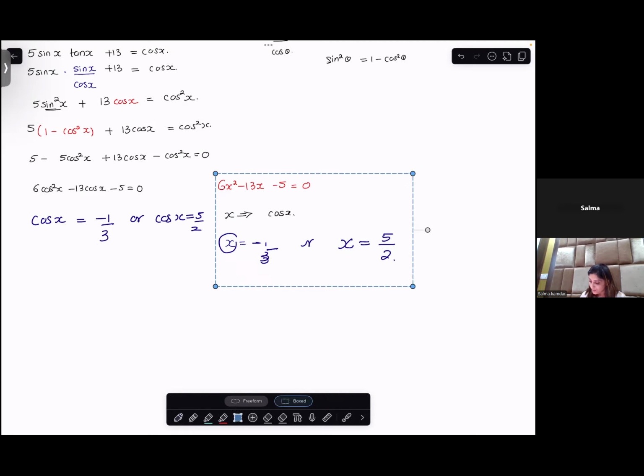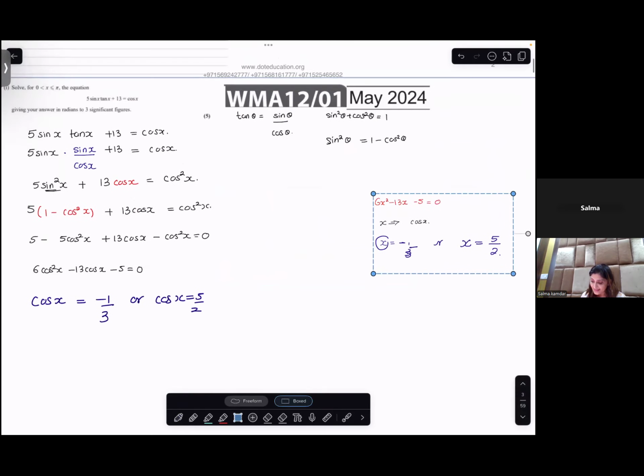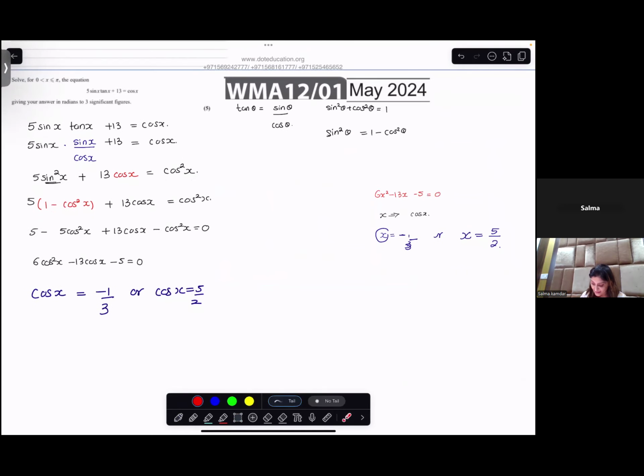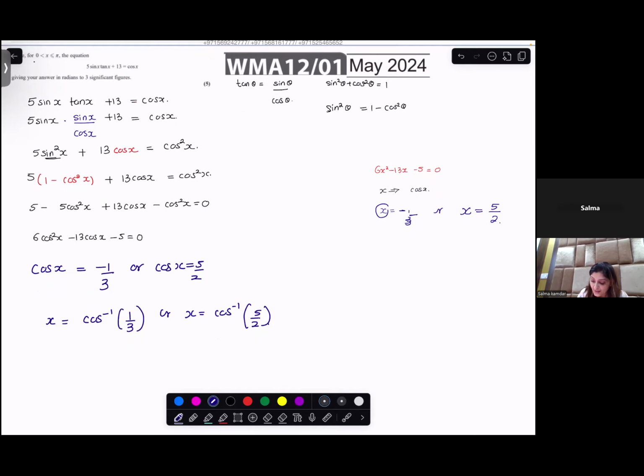Now what I have to do is I need to understand one thing. I need the value of x. I do not want the value of cos x. So I will find my x is equal to cos inverse of minus 1 by 3, or I would say my x is equal to cos inverse of 5 by 2. Please note the range of x is between 0 and pi.